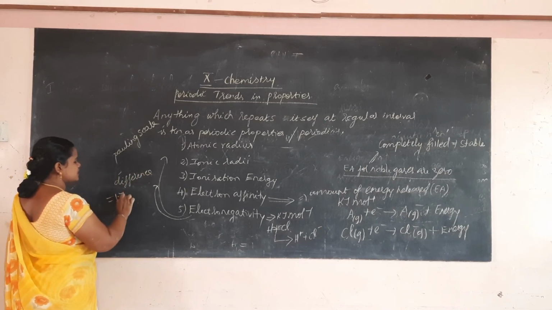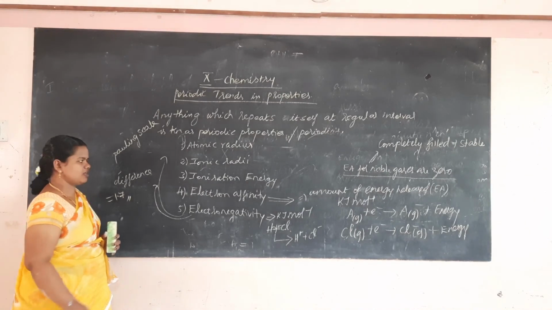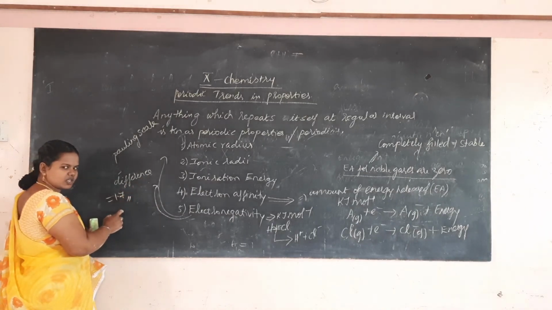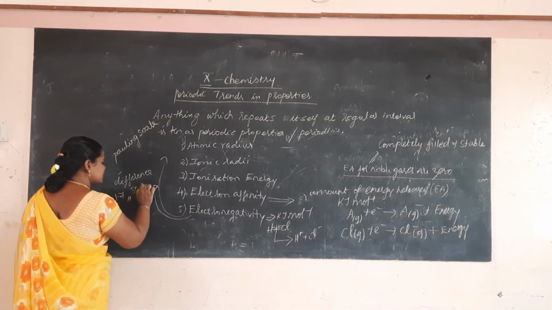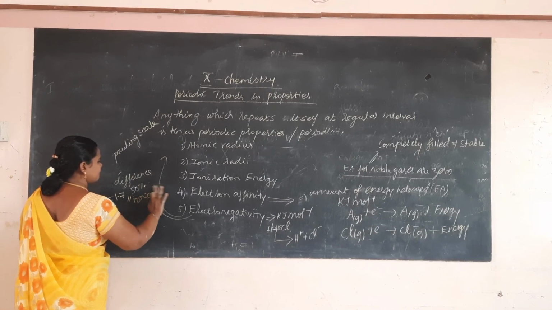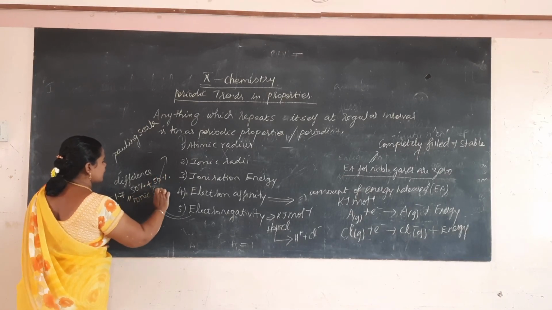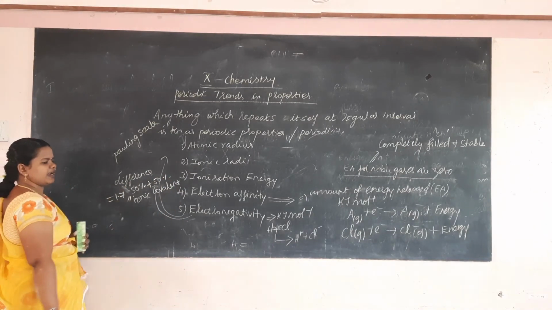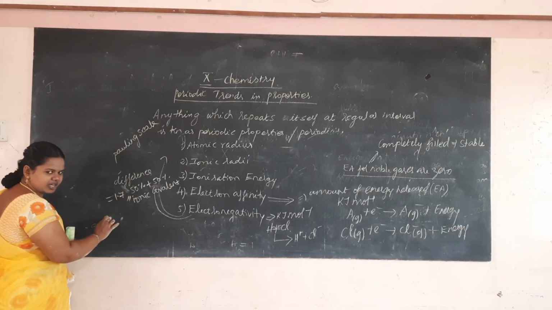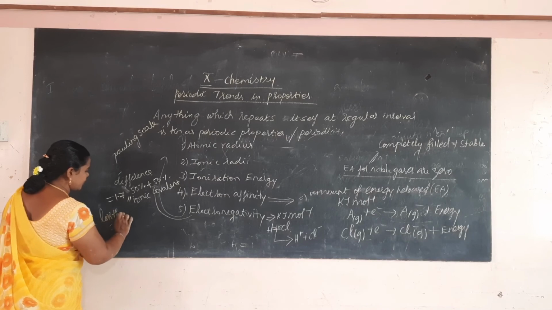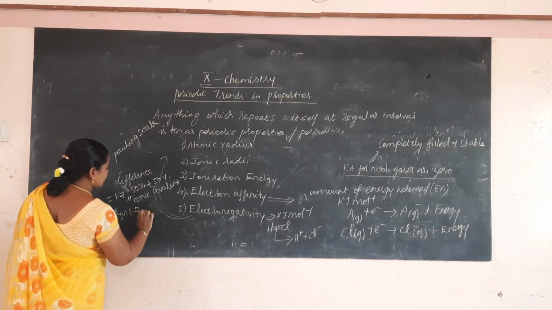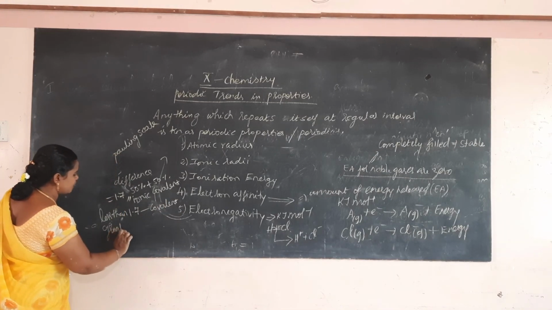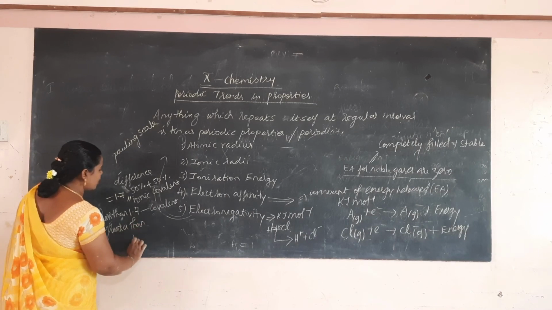When the electronegativity difference is equal to 1.7, then the nature of bond. So this Pauling scale is used to explain the nature of bonding. When the electronegativity difference is equal to 1.7, the bond is 50% ionic and 50% covalent. When the electronegativity difference is less than 1.7, then the bond is covalent. When the electronegativity difference is greater than 1.7, then the bond is ionic.